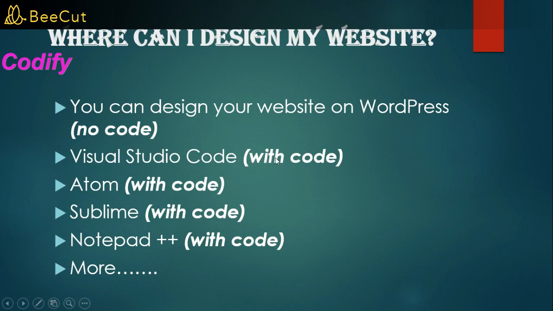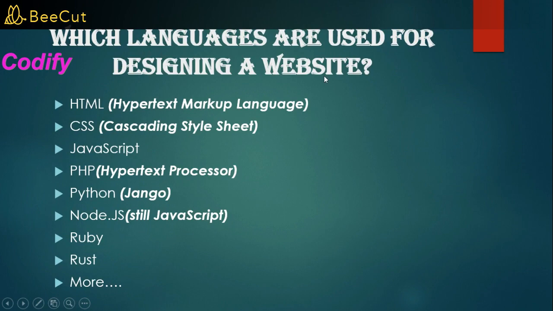Now, which languages are used for designing a website? These are the languages you can use. HTML is a markup language, not a programming language. CSS is not a language at all, but a style sheet. Note that.